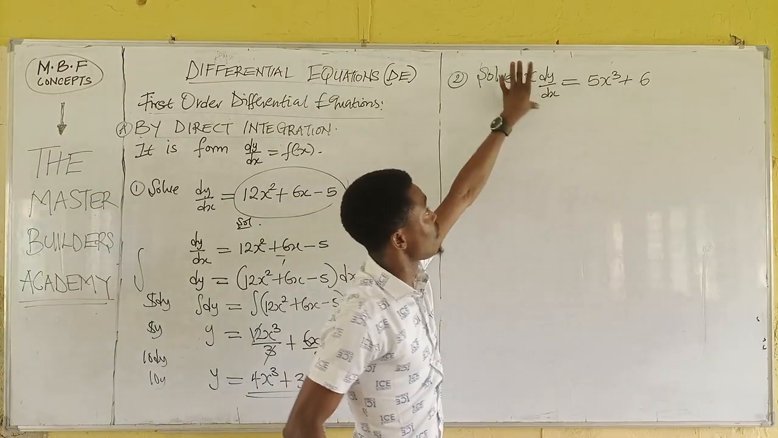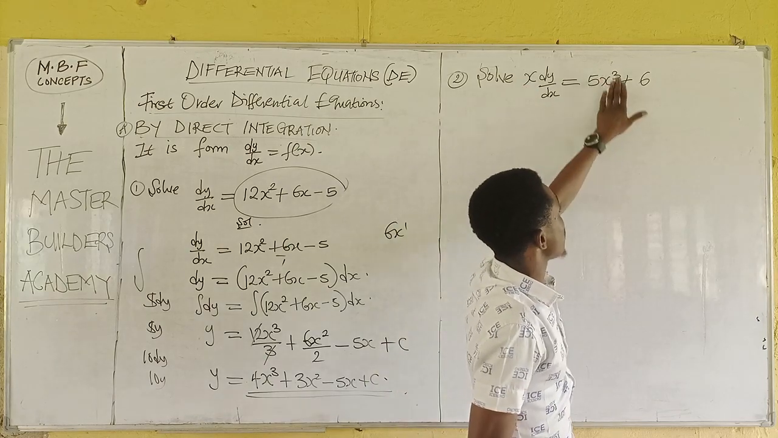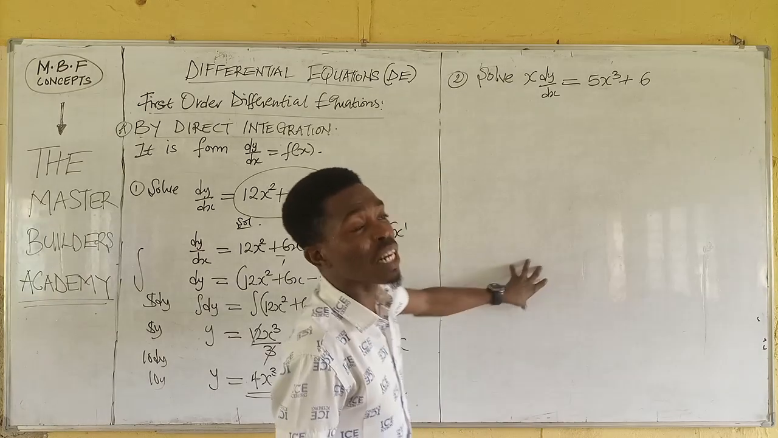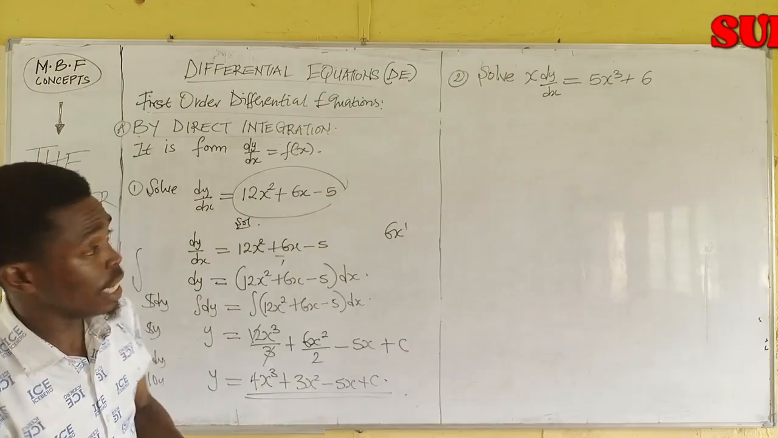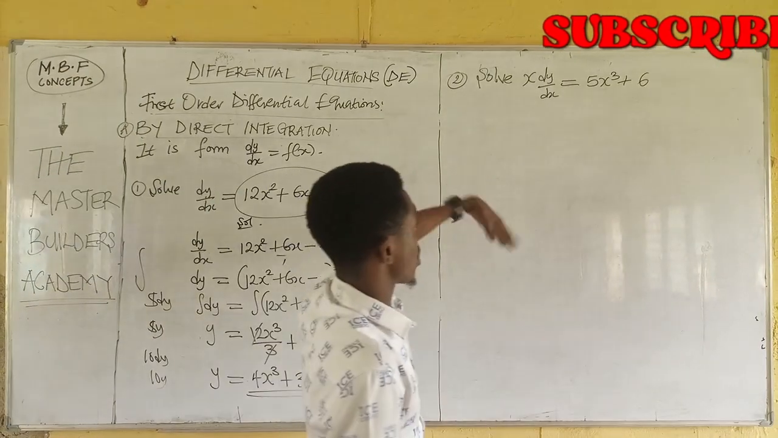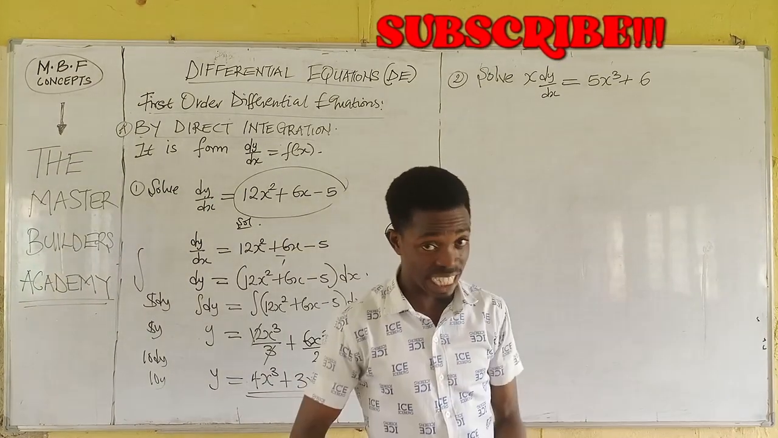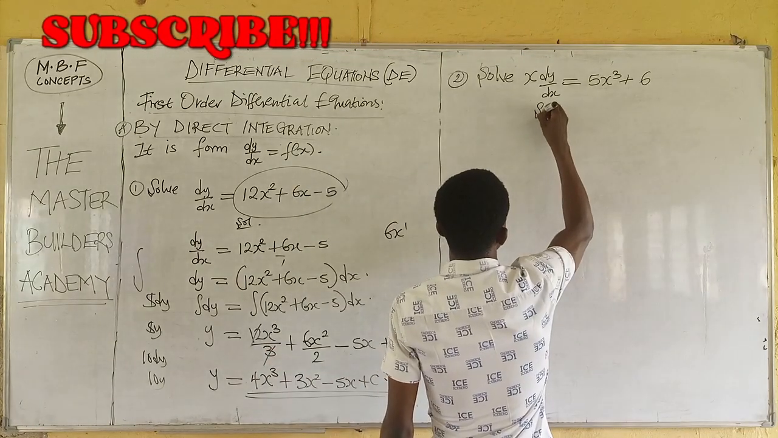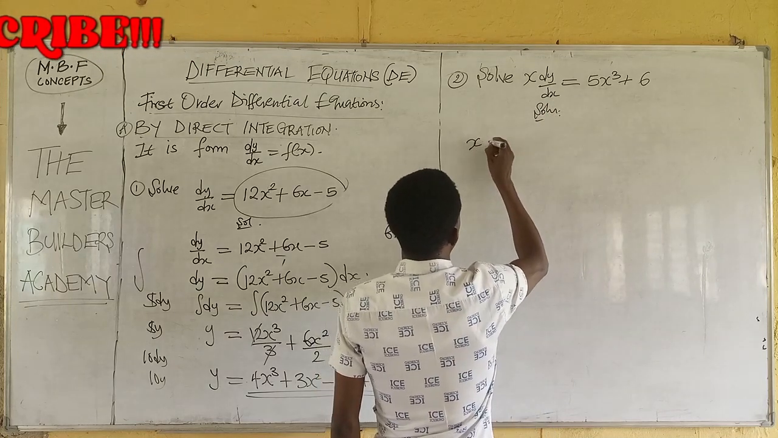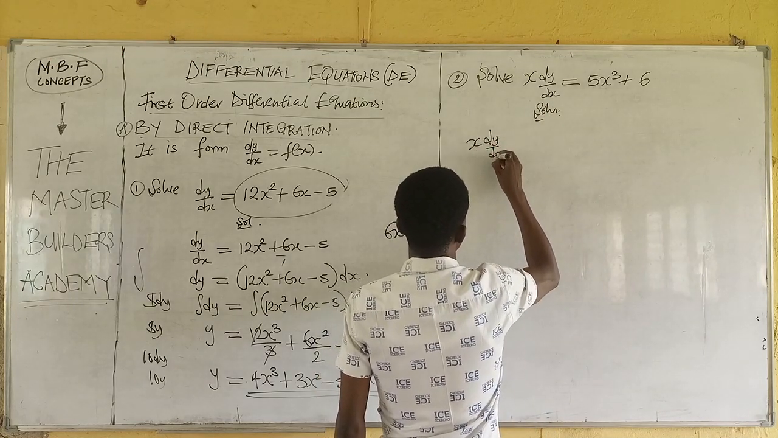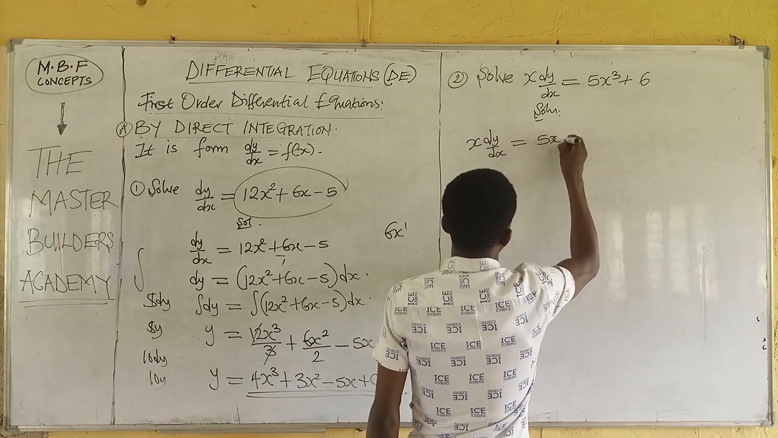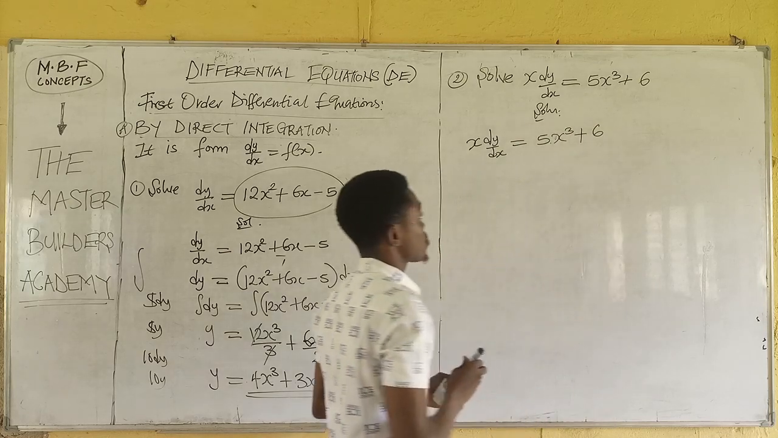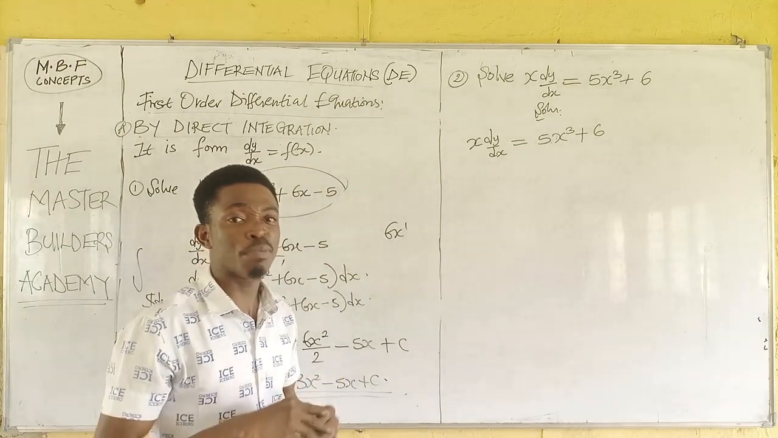Now, we are asked to solve x dy over dx is equal to 5x squared plus 6. Now, guys, the first thing you are quickly going to do here before you will solve is we identify whether this is first order or second order. Of course, you already know that this is first order, and now we are treating first order, so there's no need for assessing that. Now, we put down our solution, and we were given that x dy over dx is equal to 5x cubed plus 6. Guys, this is a very simple case to look at.